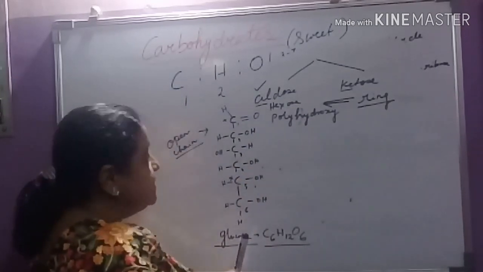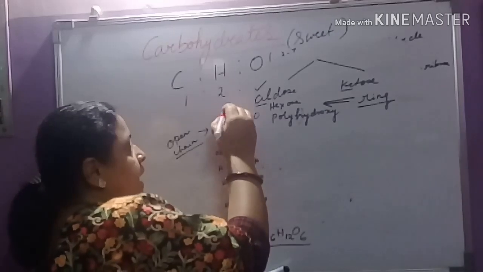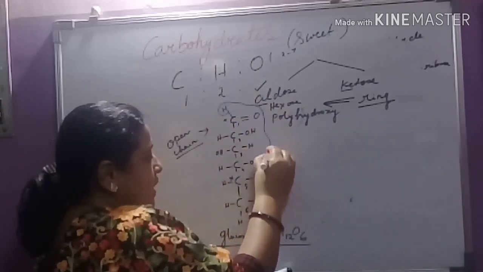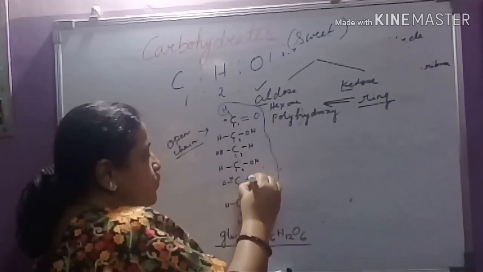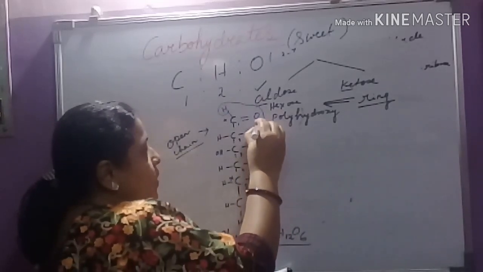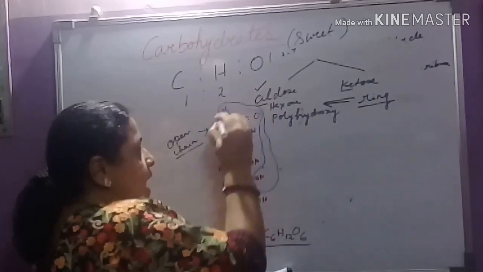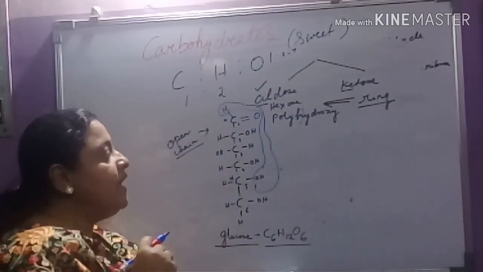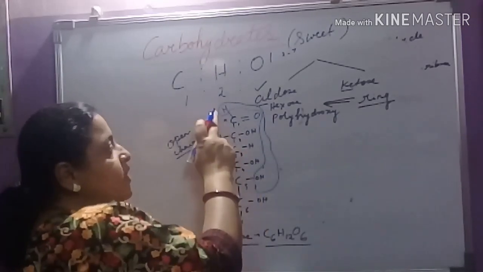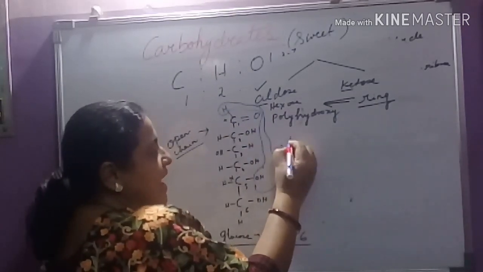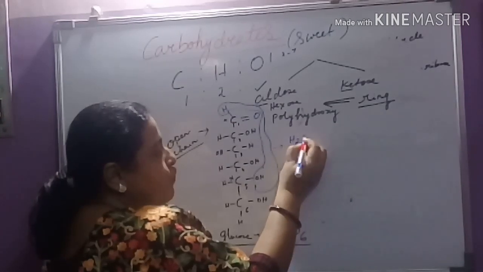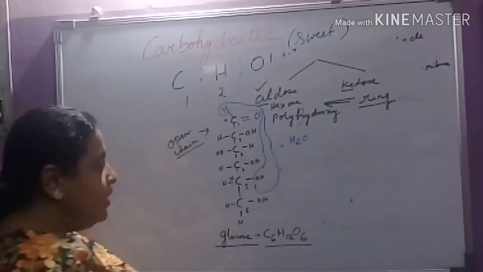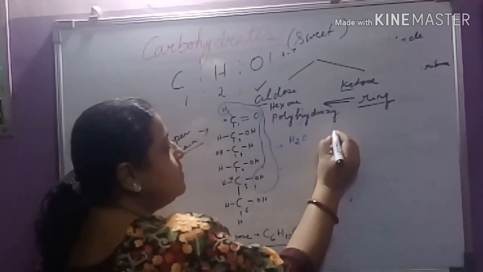So what happens is that the elimination of water takes place from carbon number 1 and carbon number 5. From carbon number 5 we are taking the OH group, and from carbon number 1, which has the aldehyde group, we are taking H. So from here OH, from here H. So we can eliminate a molecule of water here. If we eliminate the molecule of water, let us see what the structure becomes.